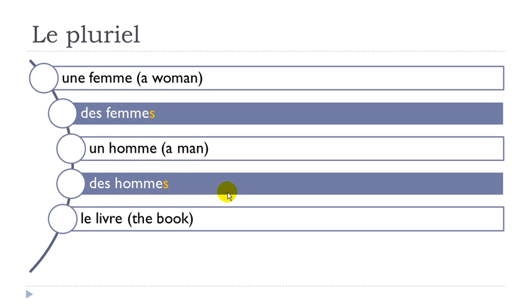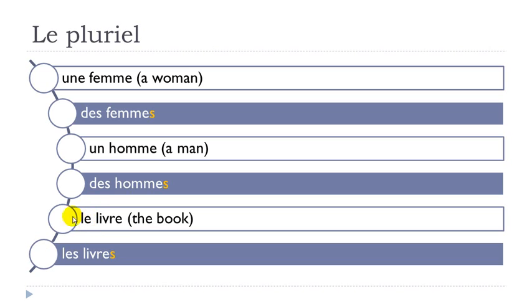Then I took this example with the article défini le. So le livre. If you want to put the plural form, the article here becomes les, so that's the plural form. Then same rule, you just write livre, and then you put s at the end, but you don't pronounce it. Les livres.